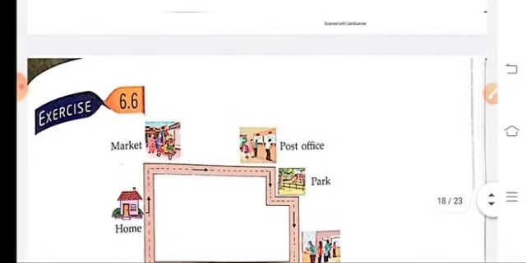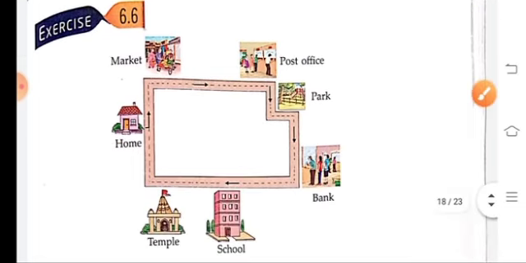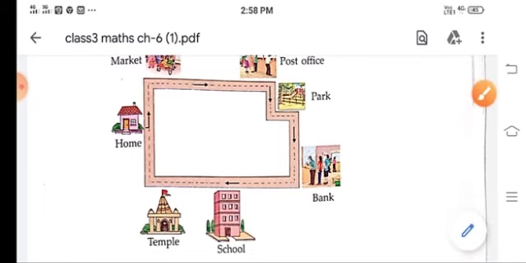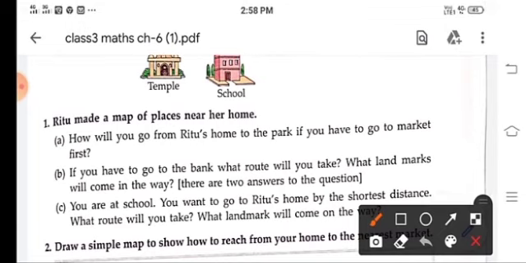So let's do exercise 6.6. So here is a post office, children, market, home, park and bank, school and temple. And starting from the home, how will the person reach the different places? Okay. So Ritu made a map of places near her home. So how will she go from her home to the park to the market?